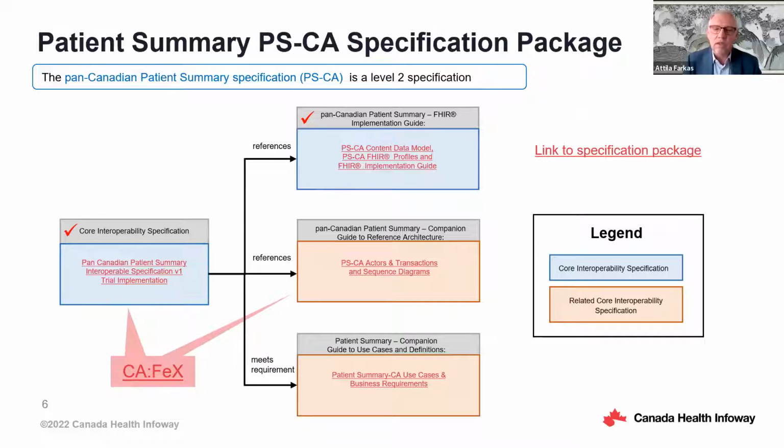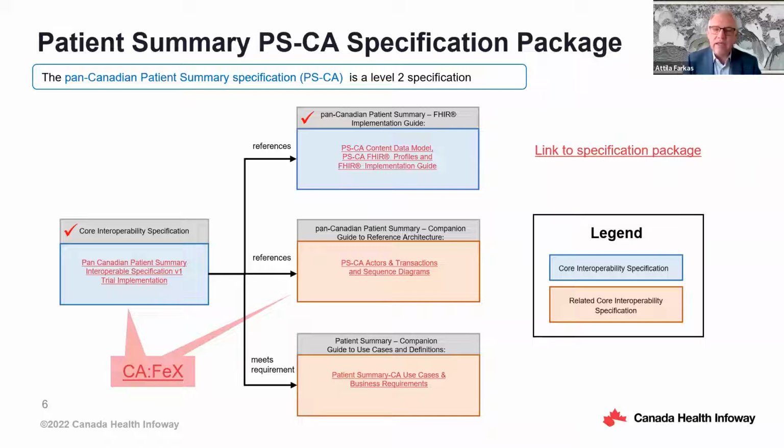So the links on this site basically will take you to the specification home, at which point you can download the PDF versions of these documents, as well as browse them online. You can see that we have 2 core specification modules and 2 related supporting ones. We call them companion guides.